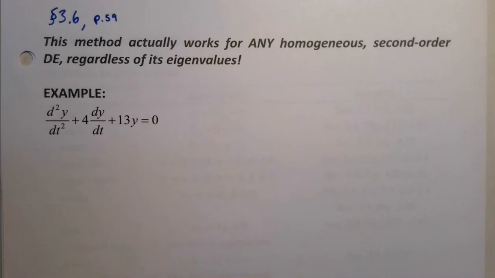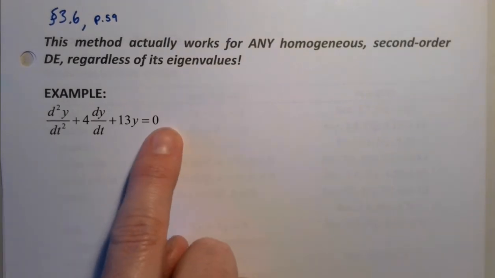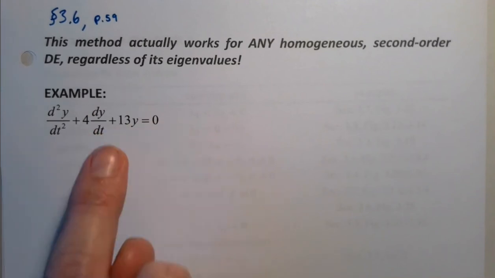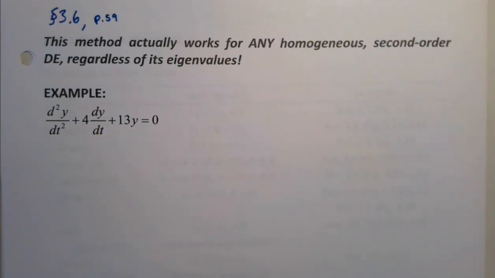So it turns out that the method that we've established for solving a second-order differential equation works for any homogeneous second-order differential equation. Remember, homogeneous meaning the right-hand side, there's no function of t. Everything is just in terms of y or its derivatives. So it turns out that this works regardless of what kind of eigenvalues that we have.